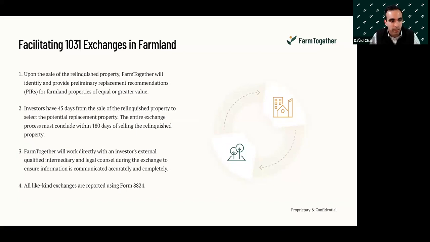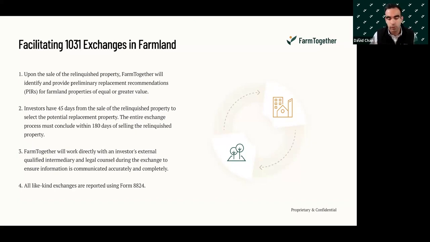So in farmland, when we look to facilitate a 1031 exchange, and the process would probably be exactly the same in any other real property asset class, upon the sale of a relinquished property, Farm Together would provide an investor with preliminary replacement recommendations, or what we call PIRs. For us, PIRs are essentially our investment thesis on why we have a particular property in our pipeline, why we're excited about that deal, and why we would recommend that property for investment. Investors would then evaluate those different options and let us know which options they were most interested in. And this typically would need to occur within a 45-day period.